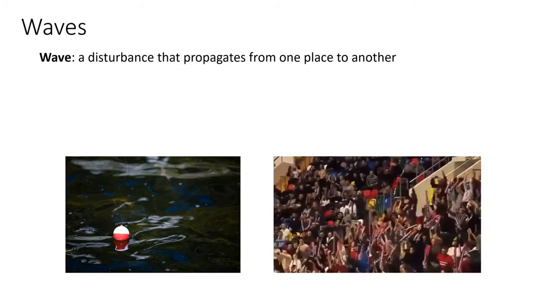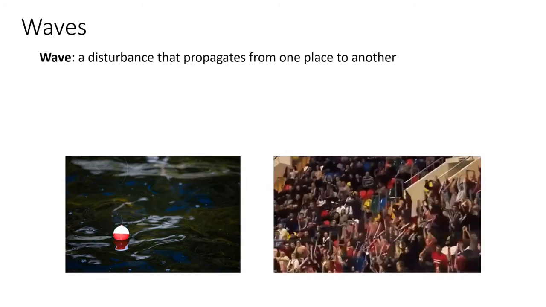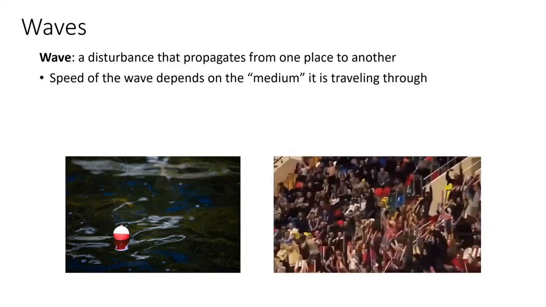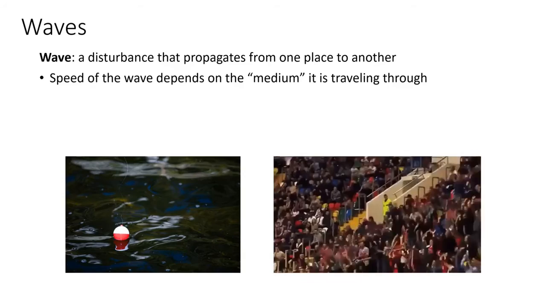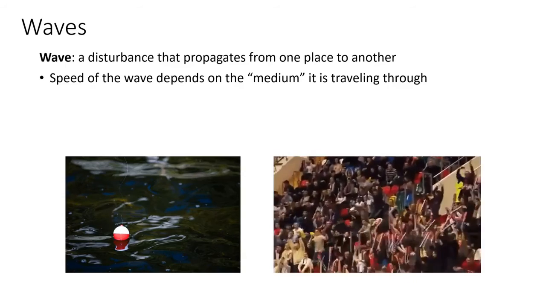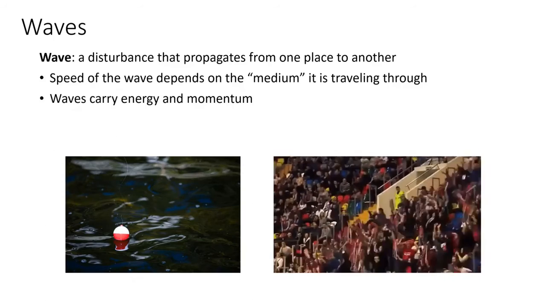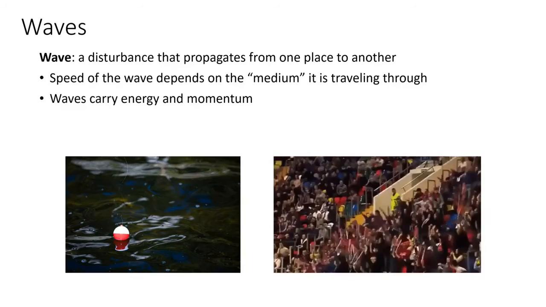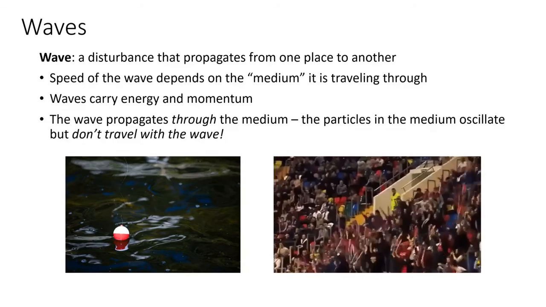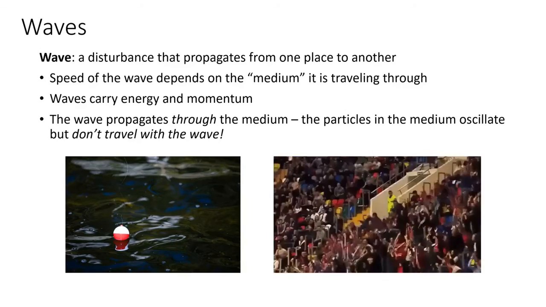Okay, so what are some other properties of waves that will help us understand this definition a little bit better? First of all, the speed of a wave depends on the medium that it's traveling through. So a wave traveling through a solid will have a different speed than a wave traveling through a liquid or a gas. Okay. Waves also carry energy and momentum. So this is another characteristic property of waves. And so then the thing that's really propagating from one place to another, I tend to think about it as energy.